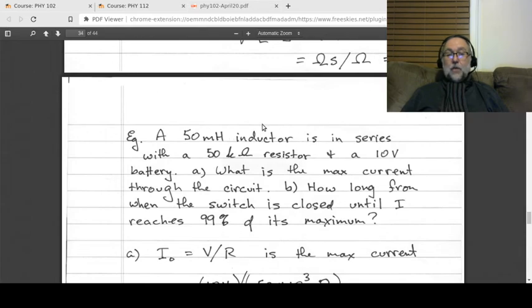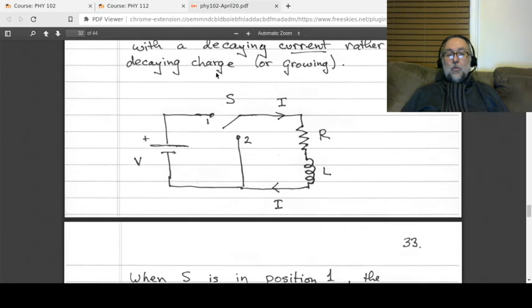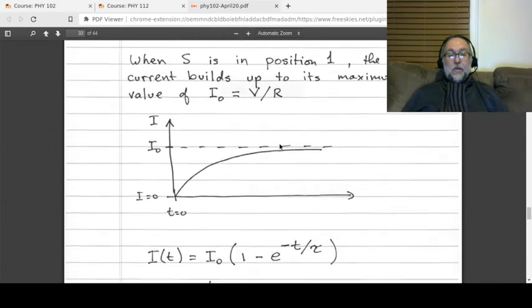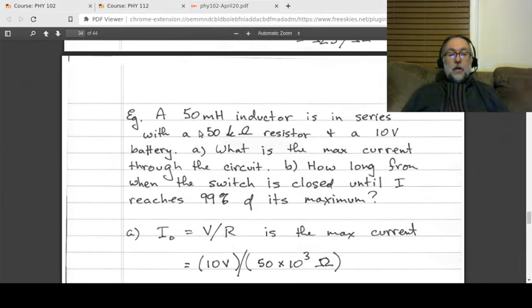So basically, what are we looking at here? We're looking at this circuit here, but with S in position 1. When S is in position 1, we have 3 devices: the battery, the resistor, and the inductor, all in series. So here we have a 50 millihenry inductor in series with a 50 kilo ohm resistor and a 10 volt battery. What is the maximum current?